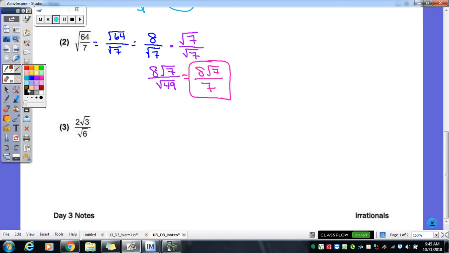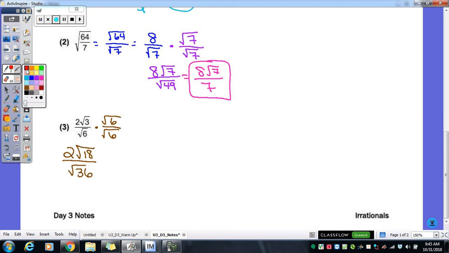All right, number 3, it's already split up. So I'm going to go ahead and just start my multiplying. I don't want my radical 6 down there. We're going to multiply top and bottom by radical 6. So remember, when we're multiplying, 3 times 6 gives us 18. Numbers under radicals can be multiplied together. Numbers in front of radicals are multiplied together. So that gives me over a radical 36, because 6 times 6 gives us 36.